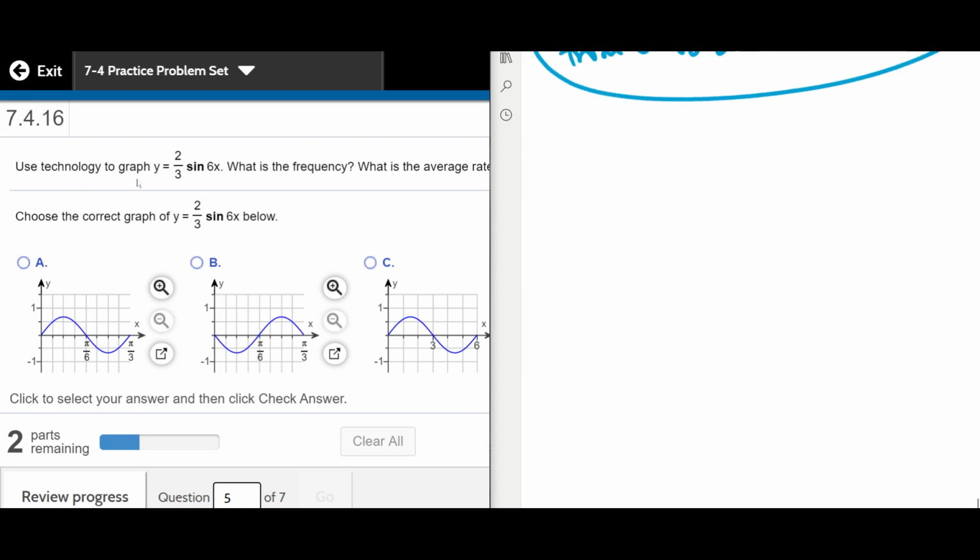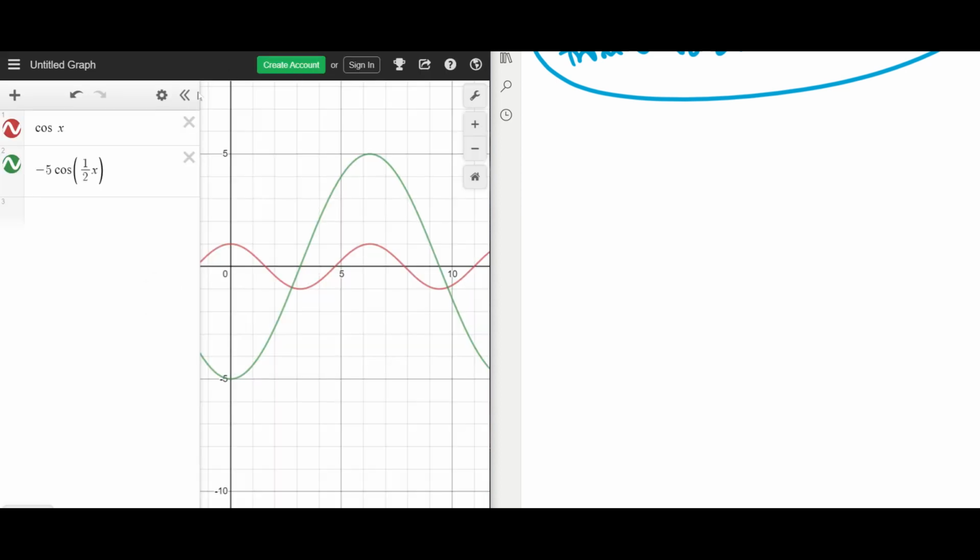All right, it says use technology to graph 2/3 sine of 6x. What is the frequency and all that stuff? All right, so let's go ahead and use technology and graph that. So let's go to Desmos and then we'll just do 2/3.